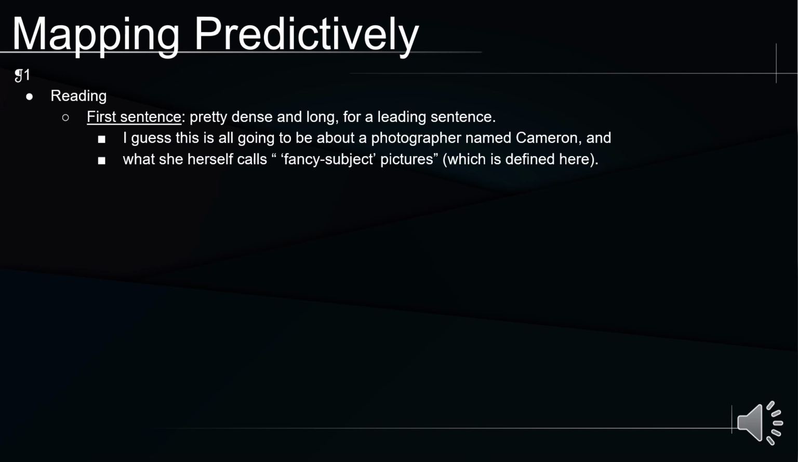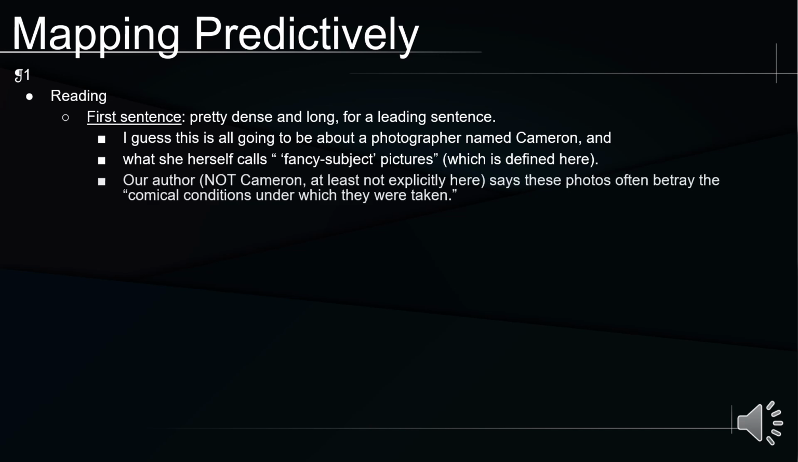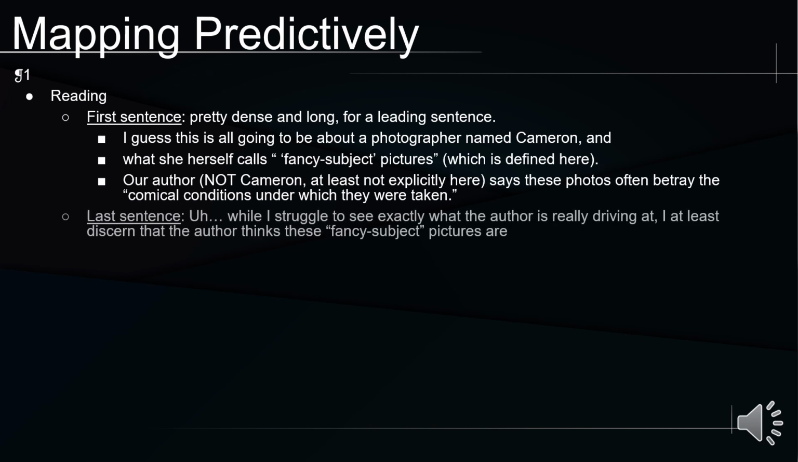And we get a definition for that in hyphens. I'm not going to replicate it here. You guys can read it for yourselves. But we do get a definition for what a fancy subject picture actually is. Our author, not Cameron, the author of our passage, says that these photos often betray the comical conditions under which they were taken. I think it's important to note here that we're not really sure if Cameron was aware of or acknowledged this aspect of her work. I just think it's important to note that this is something specifically that our author has said and is not attributing that comment to Cameron. So knowing who says what and why, attributions are extremely important. Skipping down to the last sentence.